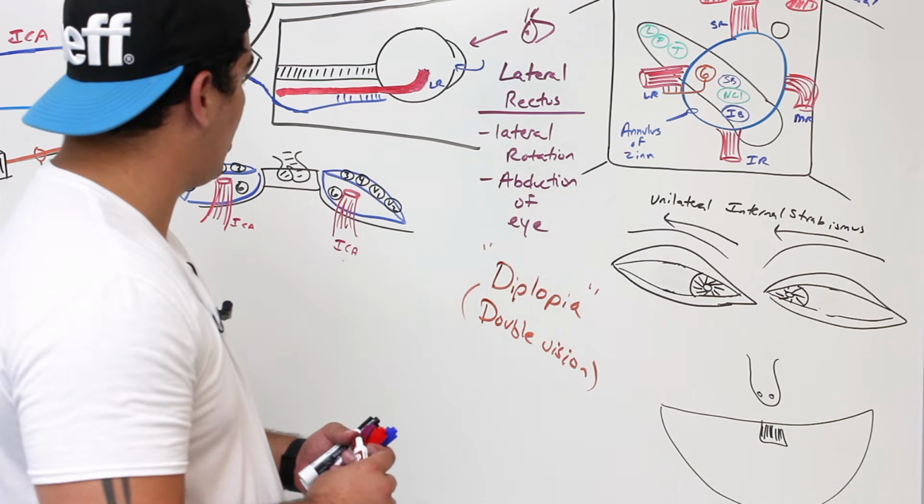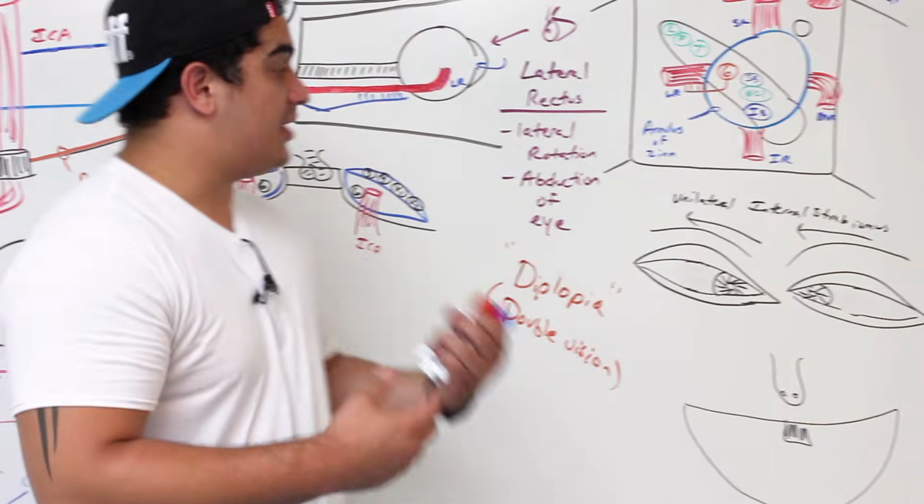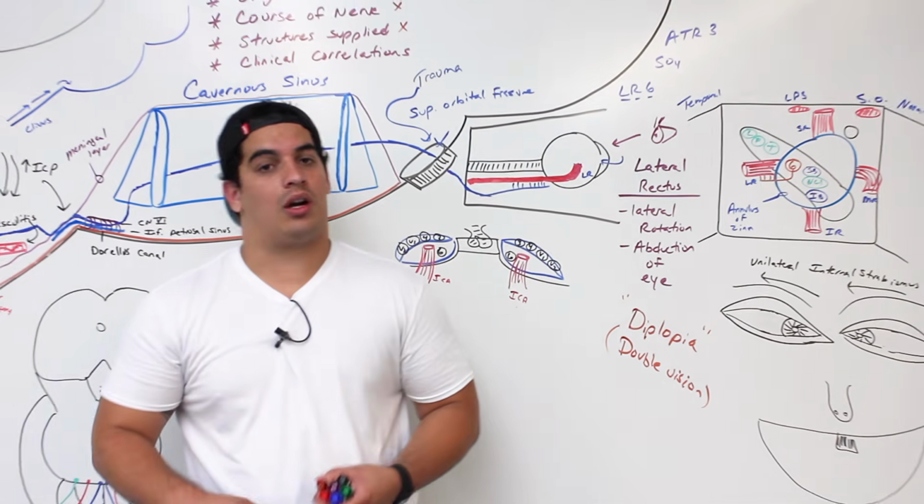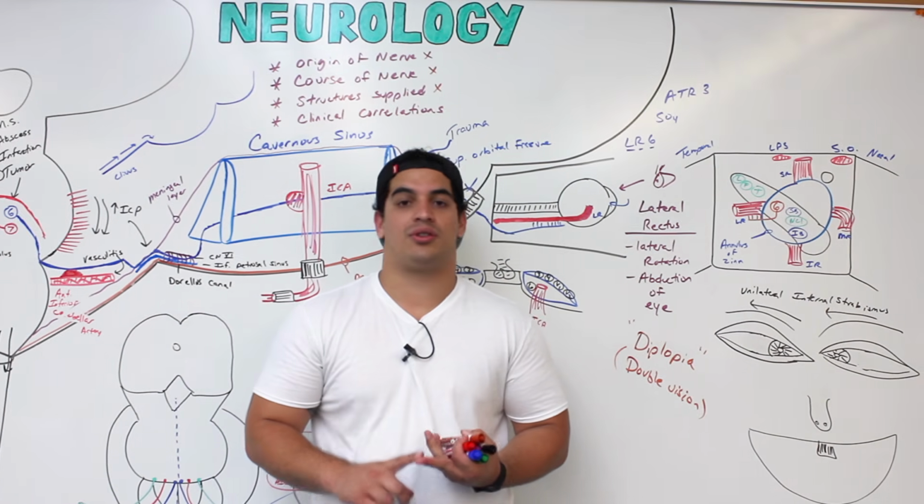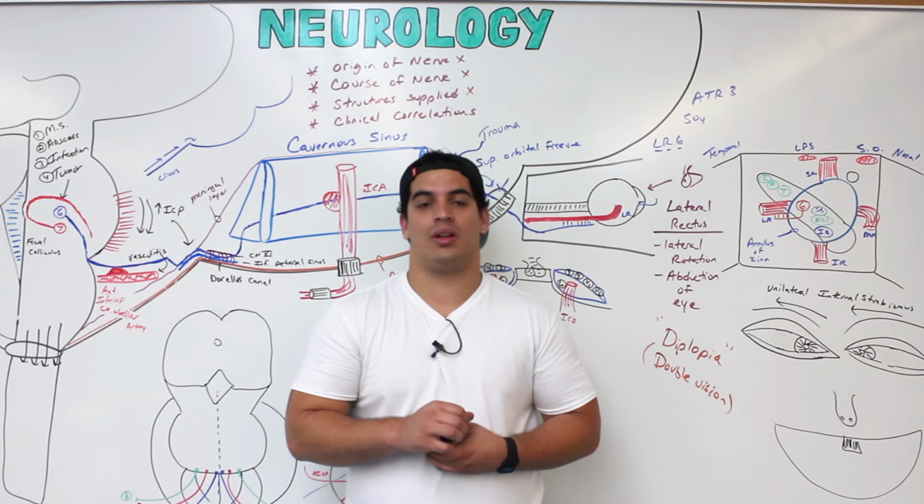Okay? All right, engineers, so in this video we covered a decent amount of information about the abducens nerve. We talked about the origin of the nerve, the course of the nerve, the structures that it supplies, and a few tidbits on the clinical correlations of it.